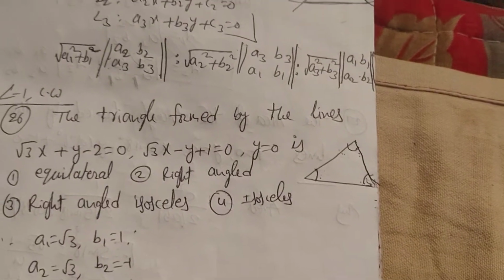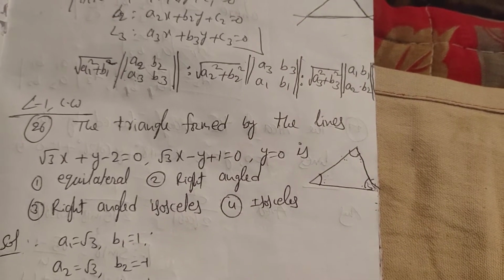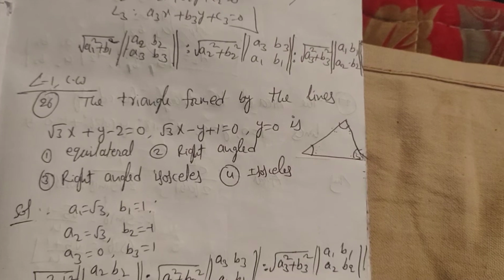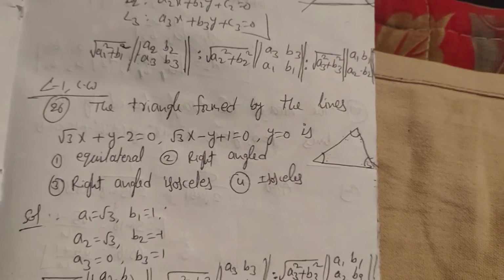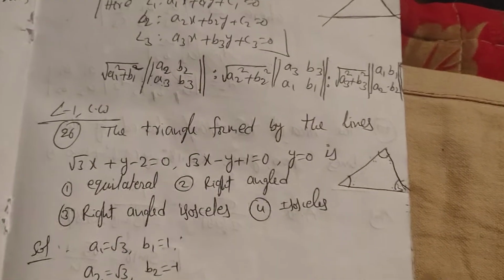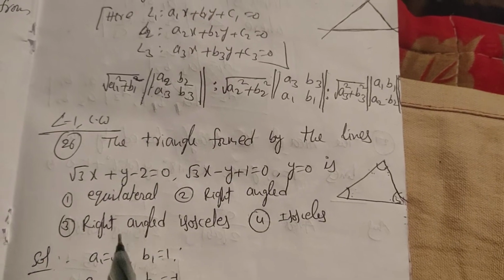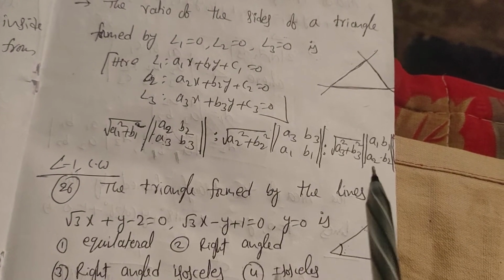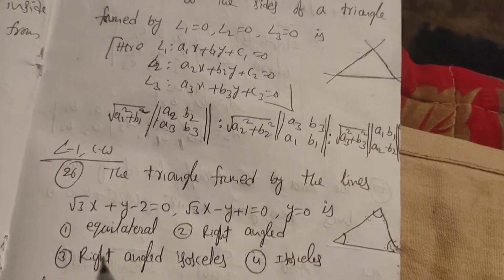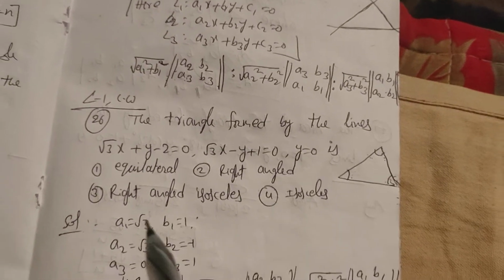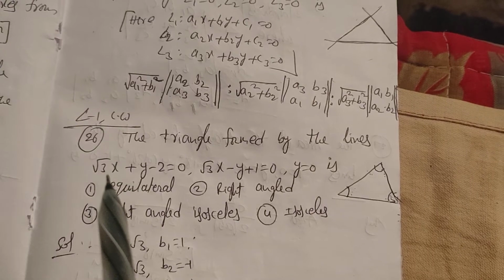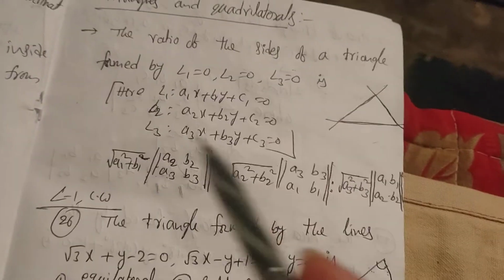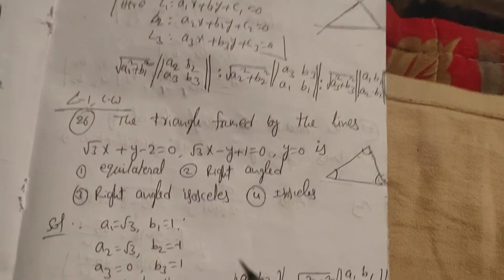So based on the angle between two lines, if you use this concept, we can directly say the answer, but that will be a little bit lengthy. If they give a question like this, by using this concept also we can find the answer. Here, the first equation is root 3x plus y minus 2 is equal to 0. I am using this method, I am not using angles.